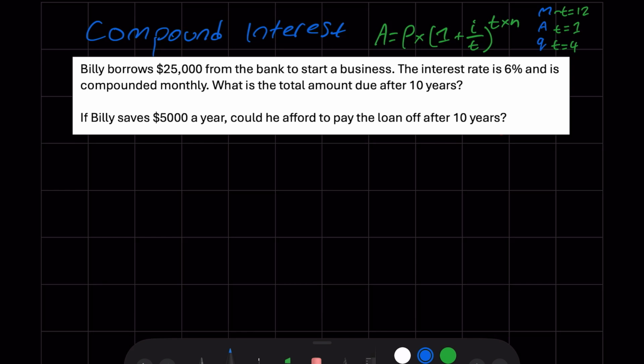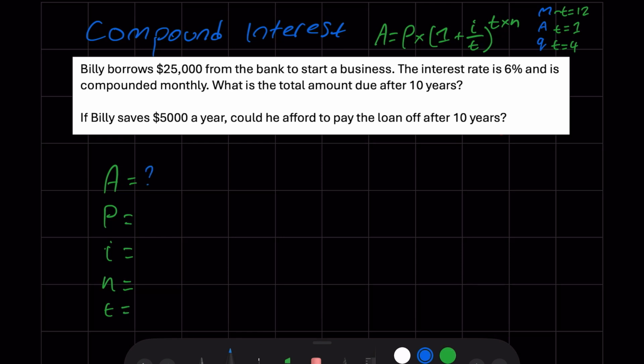Billy borrows $25,000 from the bank to start a business. The interest rate is 6% and is compounded monthly. What is the total amount due after 10 years? There's another question here that says, if Billy saves $5,000 a year, could he afford to pay the loan off after 10 years? Once again, let us write out our numbers. We don't know what our A is. P, I, N, and T.